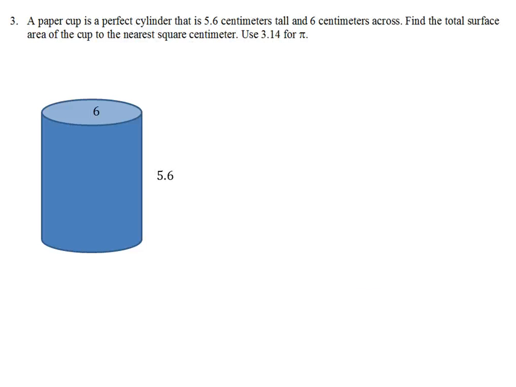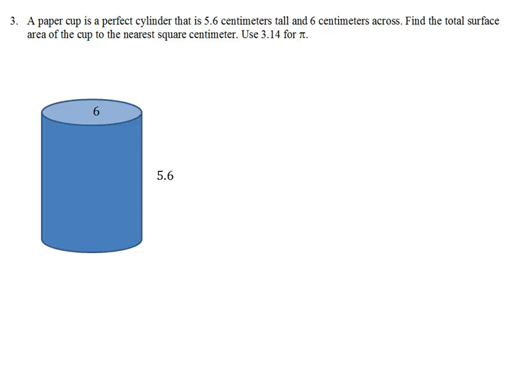And number 3, we have a paper cup that is a perfect cylinder that is 5.6 centimeters tall and 6 centimeters across. When it says 6 centimeters across, that means the diameter of the top of the paper cup is 6. And notice I have the picture here, not included in your test, but I drew that figure just to kind of see what that looks like. And we want to find the total surface area of the cup to the nearest square centimeter.